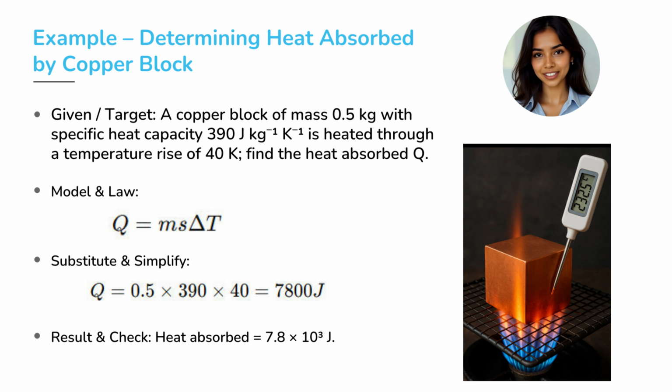The formula is Q equals M multiplied by S multiplied by delta T. Substituting the values, Q equals 0.5 multiplied by 390 multiplied by 40. That gives us Q equals 7,800 joules of heat absorbed. In other words, to raise the temperature of that half kilogram copper block by 40 degrees Celsius, we need 7.8 times 10 to the power 3 joules of energy.